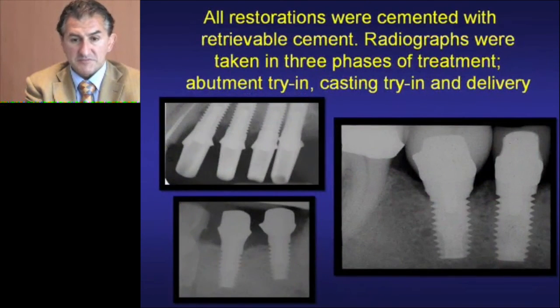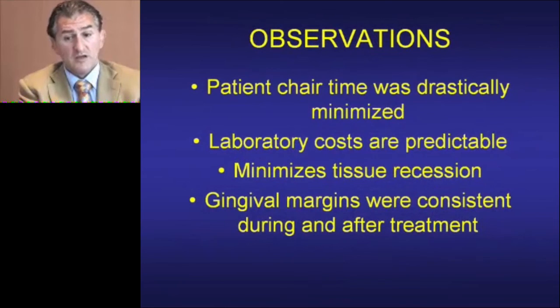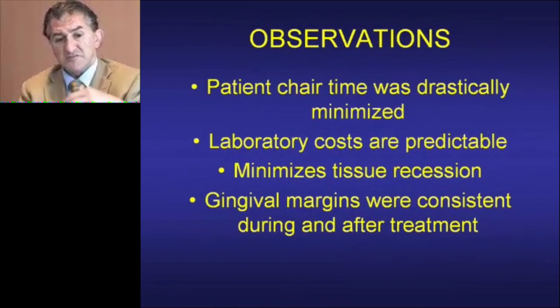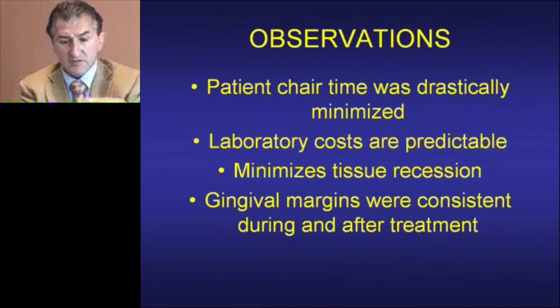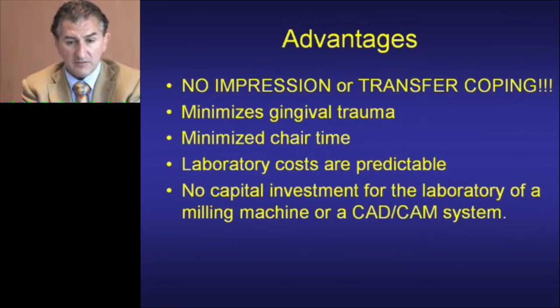All the restorations are cemented with retrievable cements. Patient chair time was drastically reduced. That's one of the observations we saw. It was also important, when we did the cementation, to make sure there was no cement below the gum line. The advantages are, again, no fixture level impression. The laboratory costs are more predictable. We don't have to use custom gold abutments anymore, because that cost was very variable. There's no capital investment for the laboratory. That's a big advantage. And of course, the chair time was minimized.